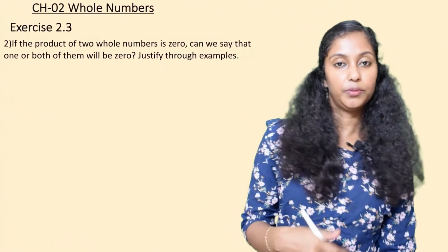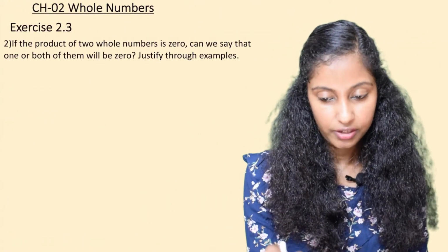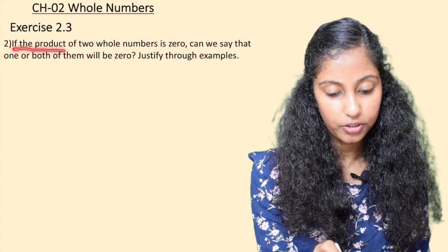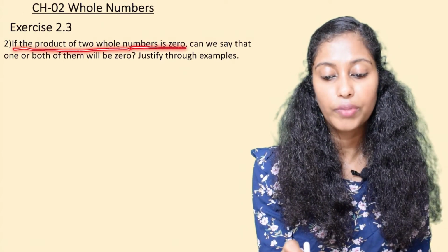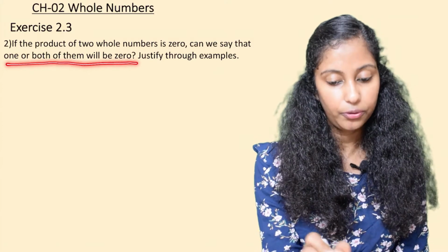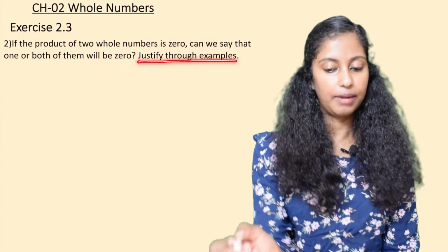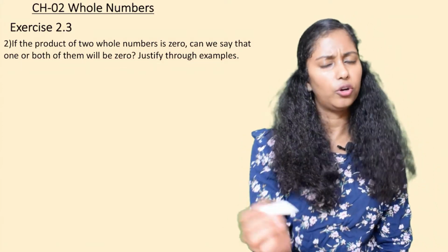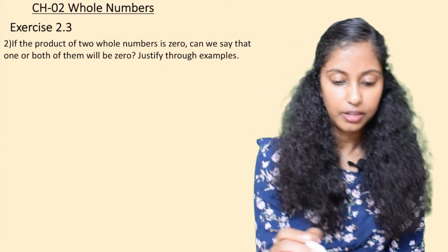Now let's proceed further with the next sum. So here they have asked us if the product of two whole numbers is 0, can we say that one or both of them will be 0? You have to justify through examples. So we will just take one or two examples, we'll get the answer.